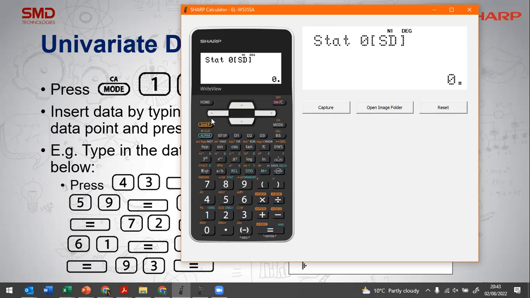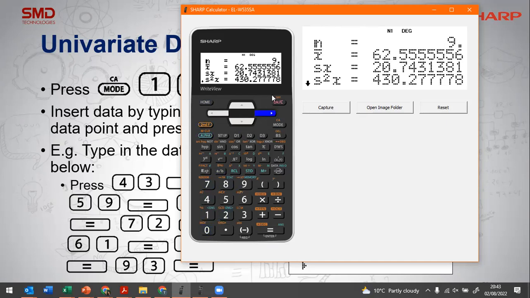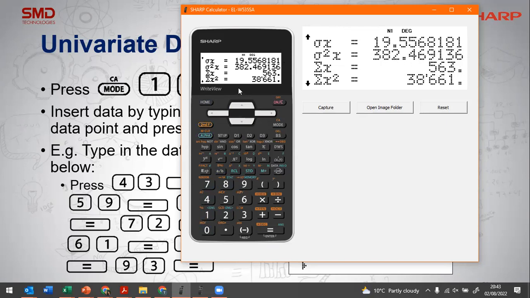So then to find any of your information, you would say alpha 8 for stats and choose 0 for your statistics values. And then you have a summary of all of the information that you need for your statistics. So N is your number of observations, X bar is your average. We don't use standard deviation in grade 8, 9, 7. You've got your sum of X, which is 563.